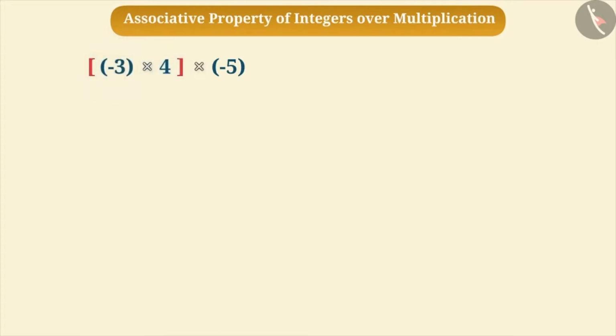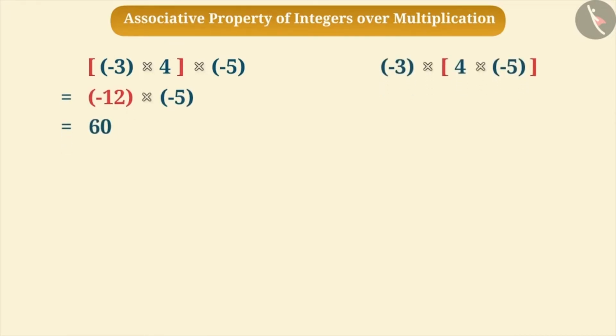Suppose we need to find the multiplication of -3, 4 and -5. That is, we need to find the product of these numbers. If we make a group of -3 and 4 and find the product, then the result will be 60. Similarly, if we make a group of 4 and -5 and find the product, then the result will also be 60. The answer is the same in both the cases. That means we can group integers in any order to multiply them.